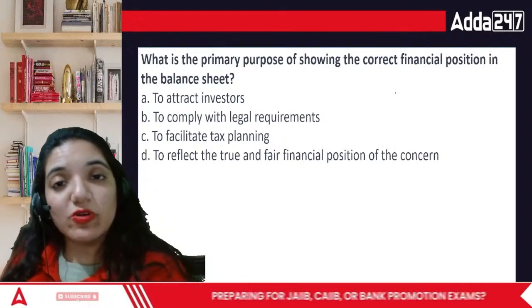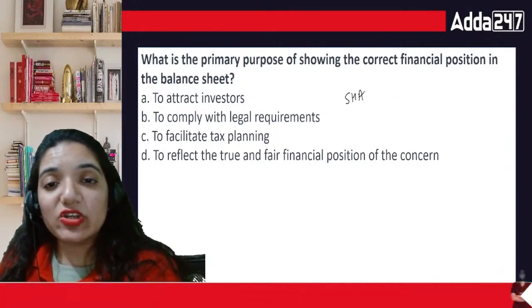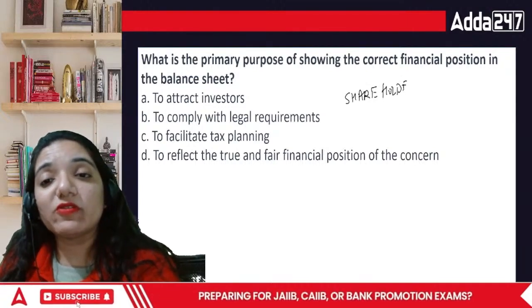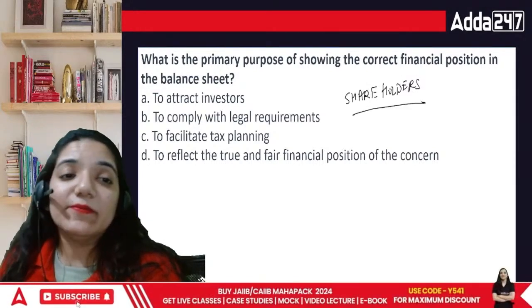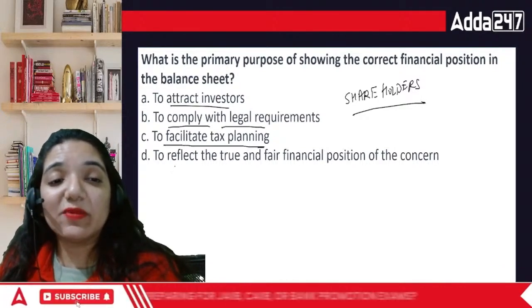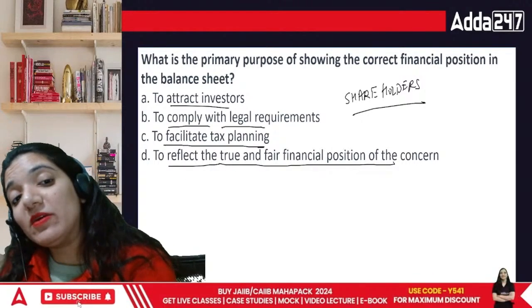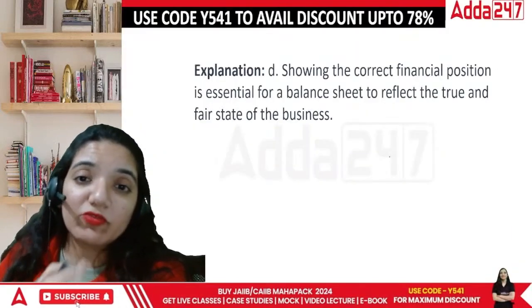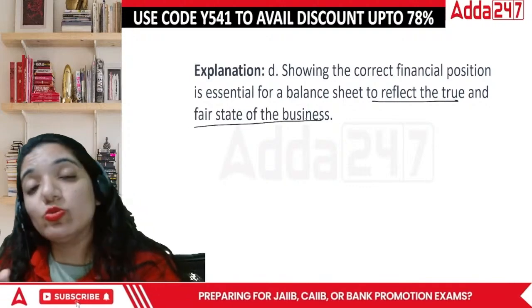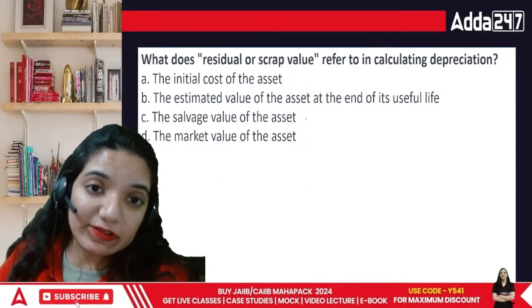I am supposed to show it in the books of accounts. Otherwise, I am betraying the shareholders, because the shareholders would ask me, sir, you didn't show the true picture of the books of accounts. That is a sin. The options are: to attract investors, to comply with legal requirements, to facilitate tax planning, or to reflect the true and fair financial position of the concern. The primary purpose is to show the true and fair view. That means whatever the value of your assets and liabilities are, you should be upfront and clear about it. That's the purpose of this.